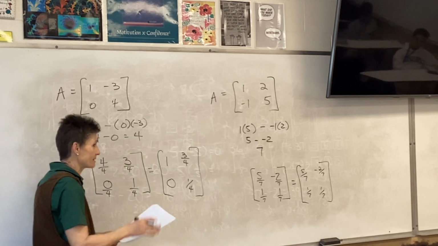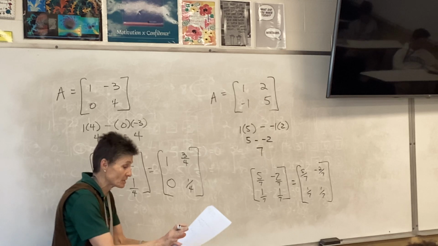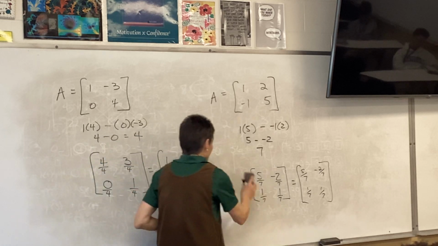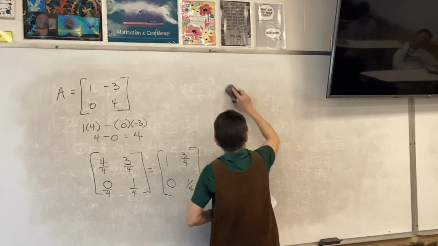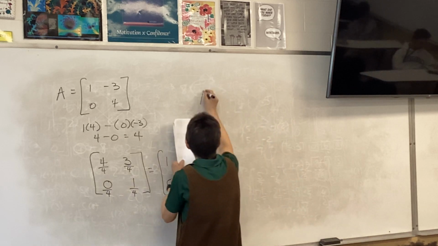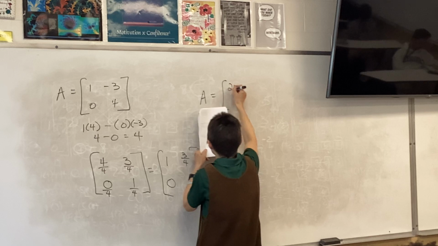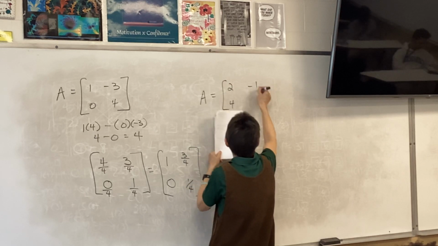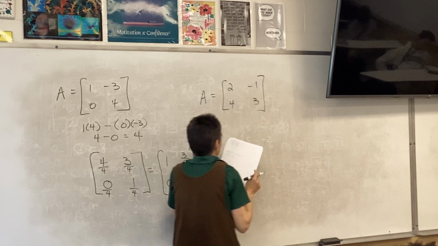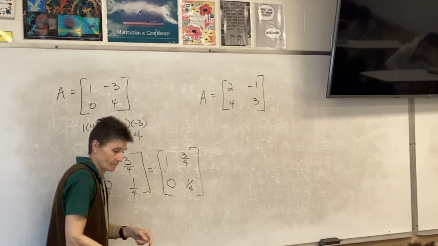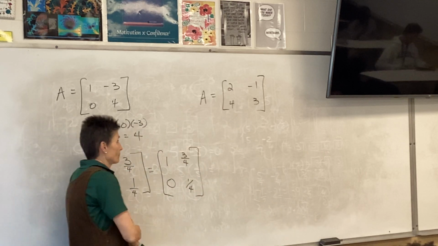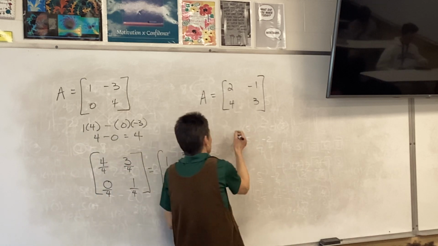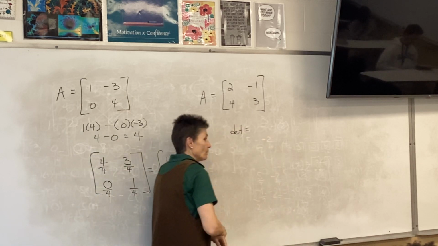All right, I hesitate to say this, but let's try the next one on our own, and we'll compare answers, and hopefully we don't have too many different answers. We're finding the inverse now of this matrix. So let's do it in parts. Tell me what you get for the determinant when you do the determinant.